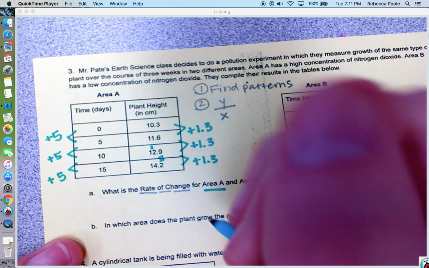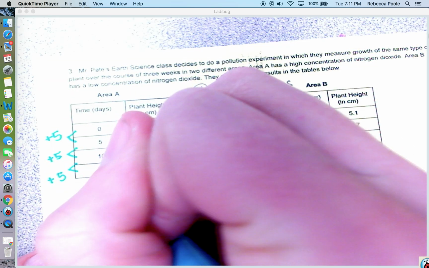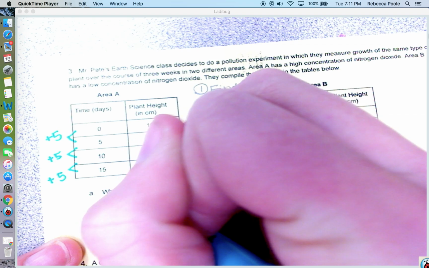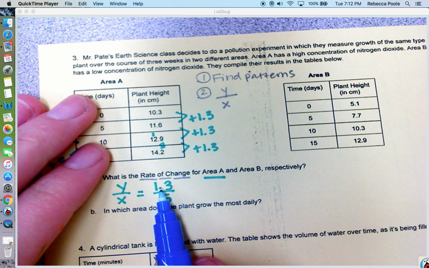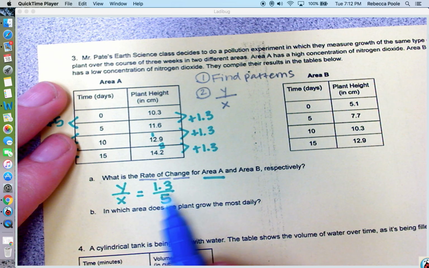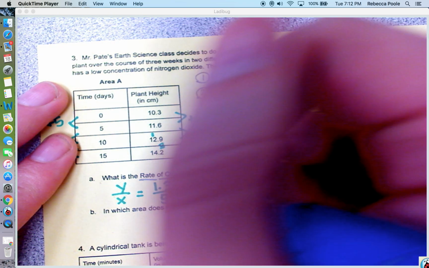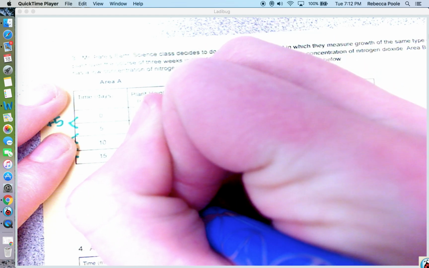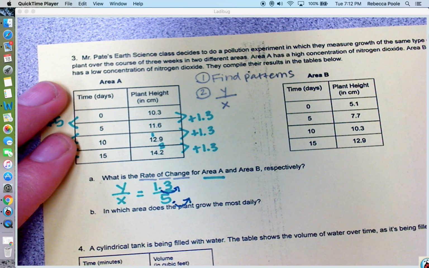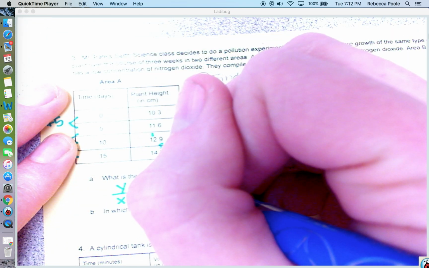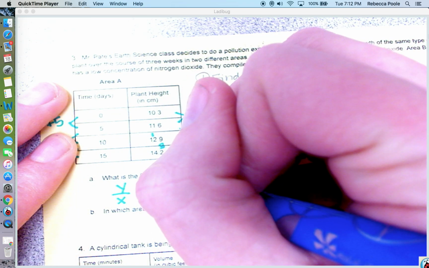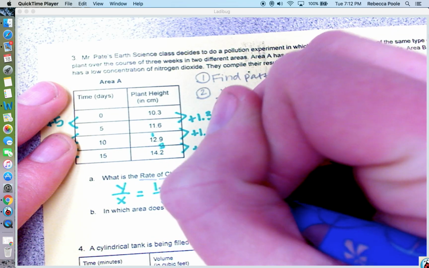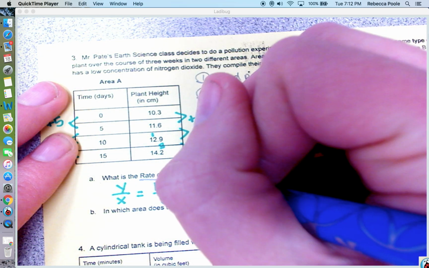So my rate of change for area A is y over x, which is 1.3 over 5. Now, not sure if y'all learned this in middle school. I'm hoping you guys did, but if you didn't, you really should not have a decimal inside of a fraction. So hopefully your middle school teachers taught you how to move your decimal out of the way. Move it one place, and what you do to the numerator, or the top, you also have to do to the denominator. So this would end up being 13 over 50. So that's for area A.